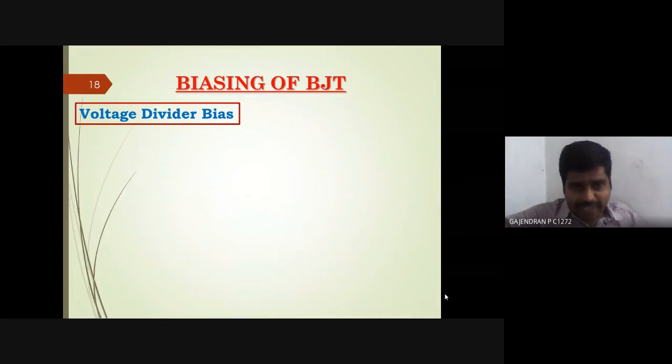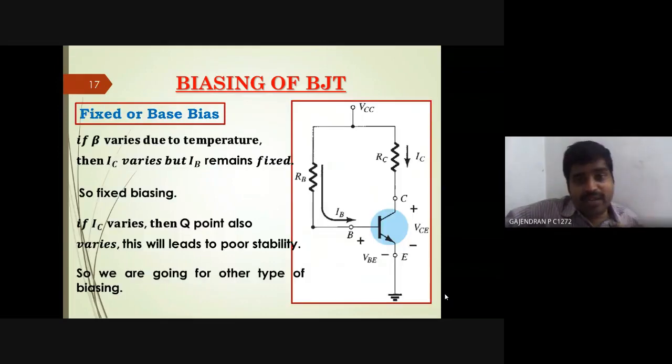Voltage divider bias. When temperature varies, the gain varies. This gain will affect your collector current. This collector current will in turn affect the Q point. Take this as the best example.